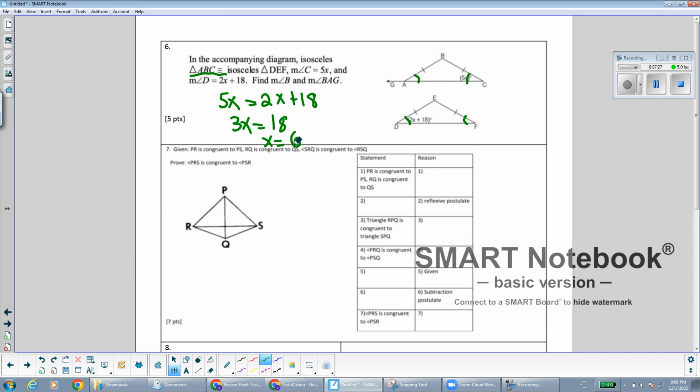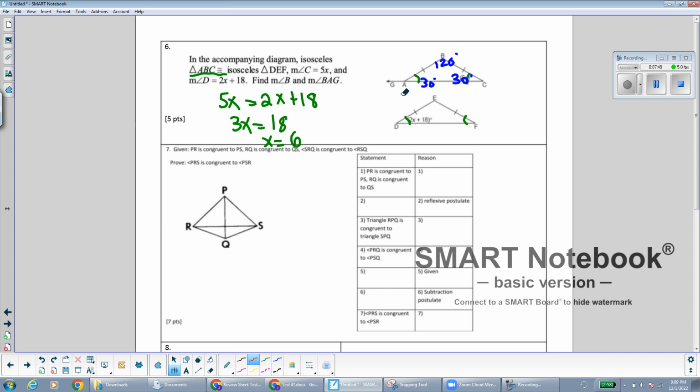Plugging in to find the measurement of angle B. Angle C is 5 times 6, so that's 30. And then I know this angle is also 30. 30 plus 30 is 60. 180 minus 60 is 120. So angle B is 120 degrees.